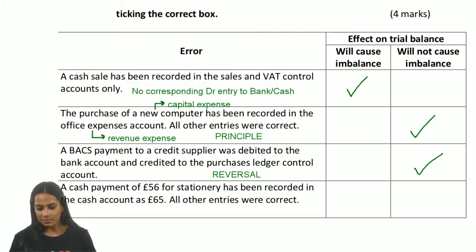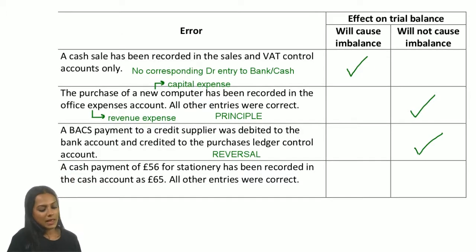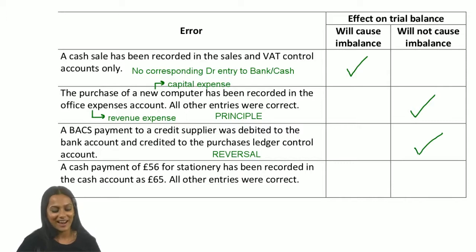Let me just scroll up. A cash payment of £56 for stationery has been recorded in the cash account as £65. All other entries were correct.